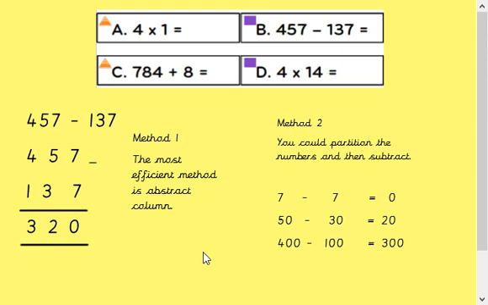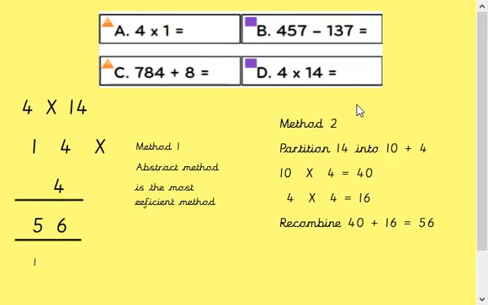Method 2 you could have used would have been possibly just partitioning the numbers and then subtracting. So if we break up the numbers, you would have 400, 50 and 7, and 100, 30 and 7. So starting with the ones today, 7 take away 7 would give us 0, 50 take away 30 would equal 20, and 400 take away 100 would be 300. If we recombine those numbers, then we'd be left with 320.